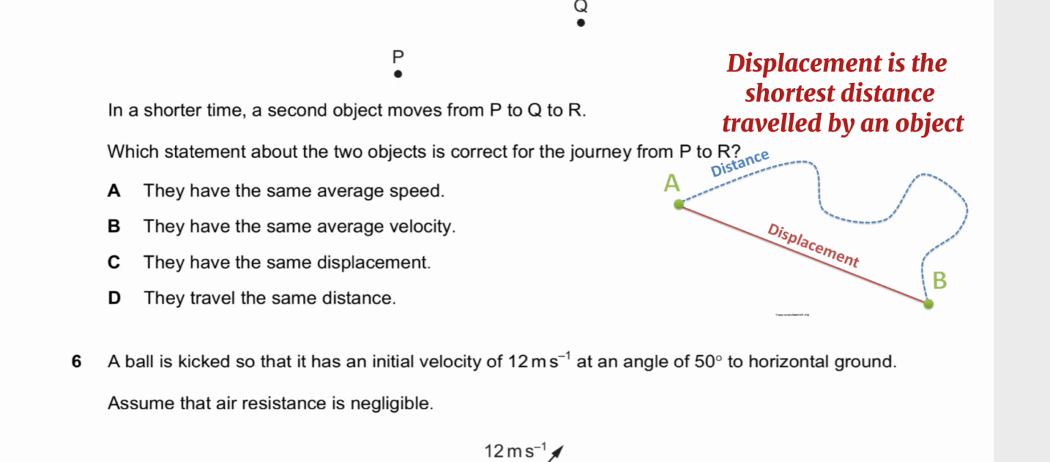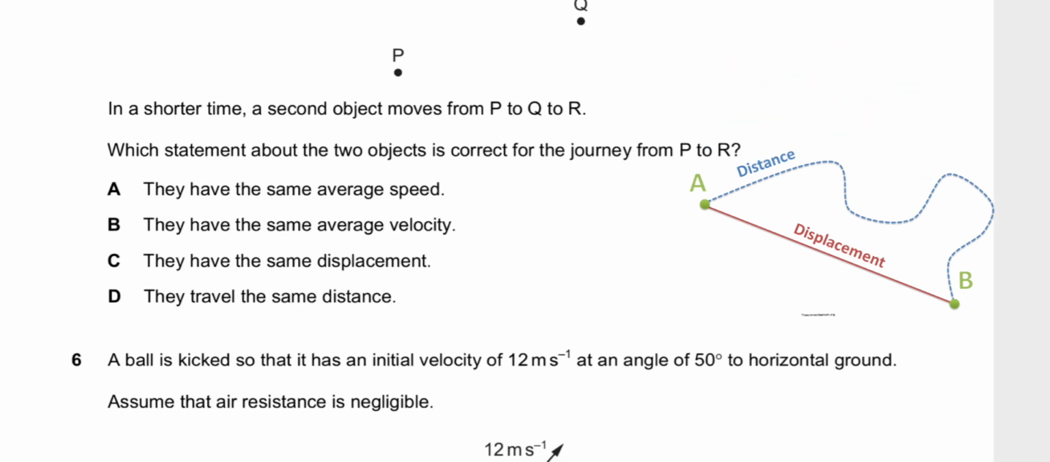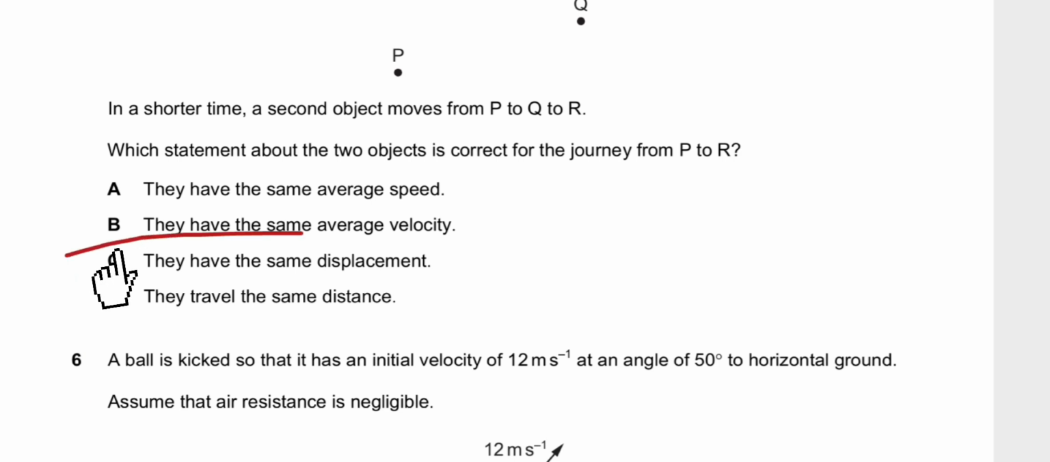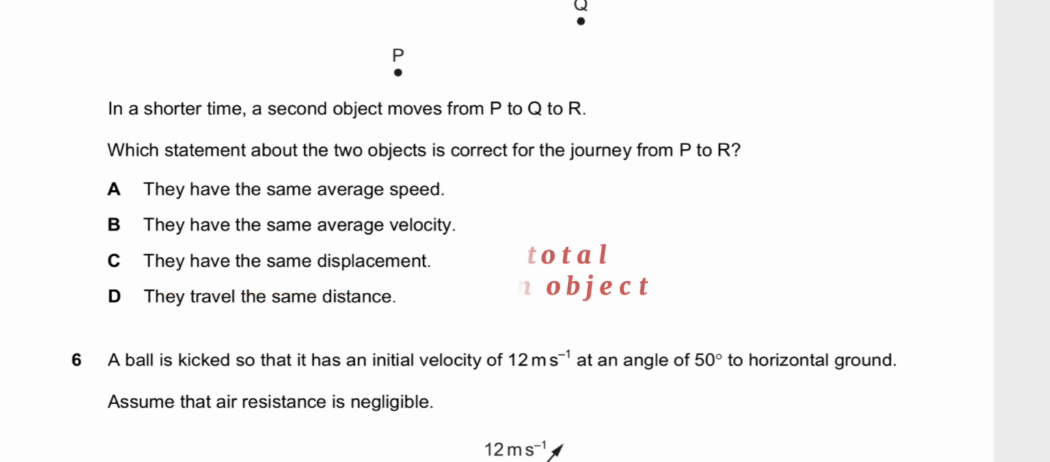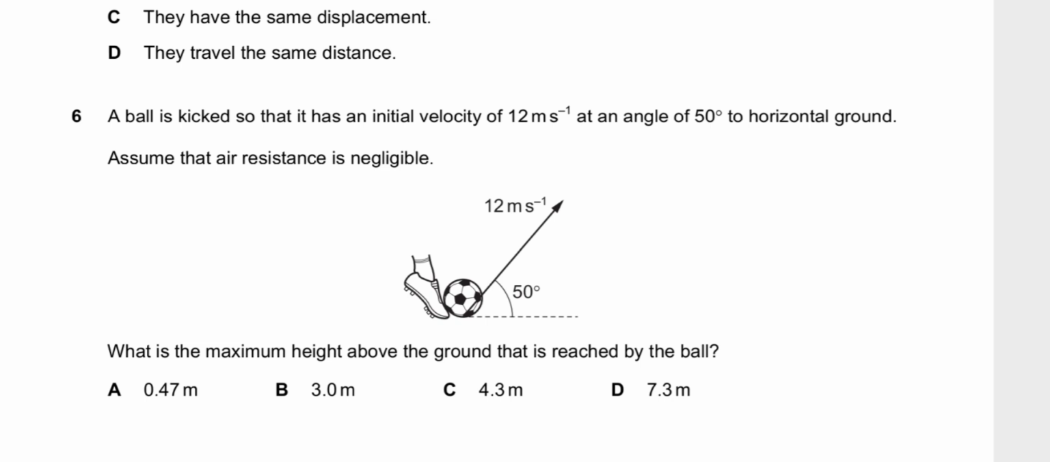So our answer is C. Okay, they can't have the same distance simply because that one has moved a longer distance. They also can't have the same speed because the other one is taking a shorter time. So the times are actually different.